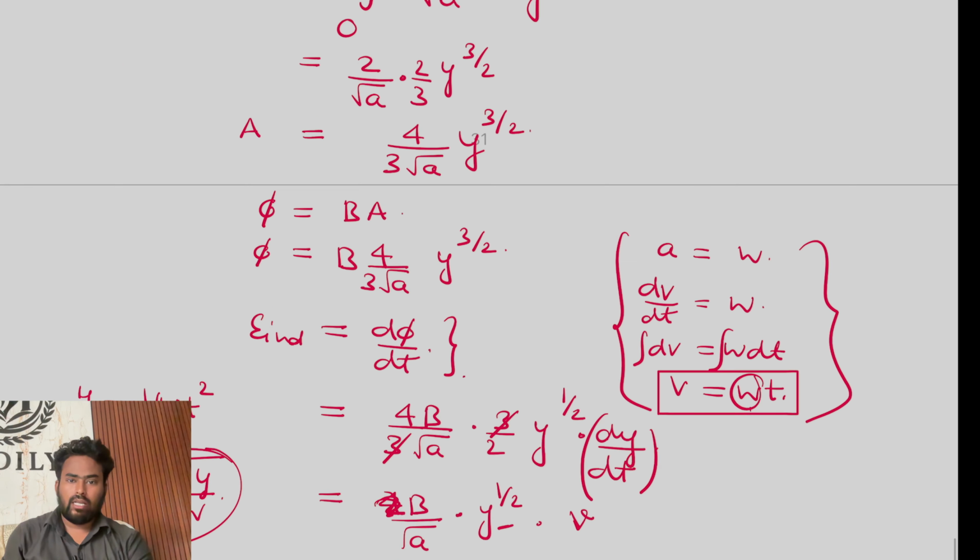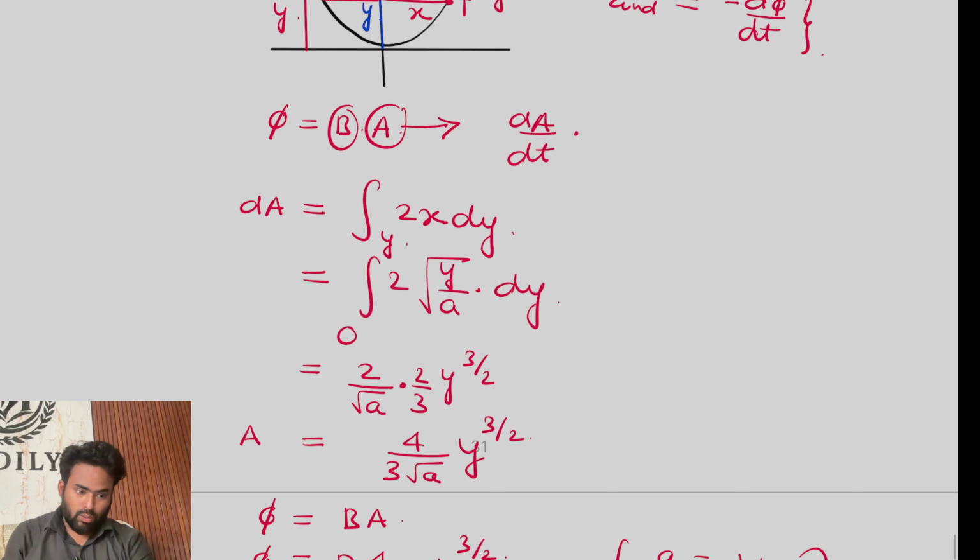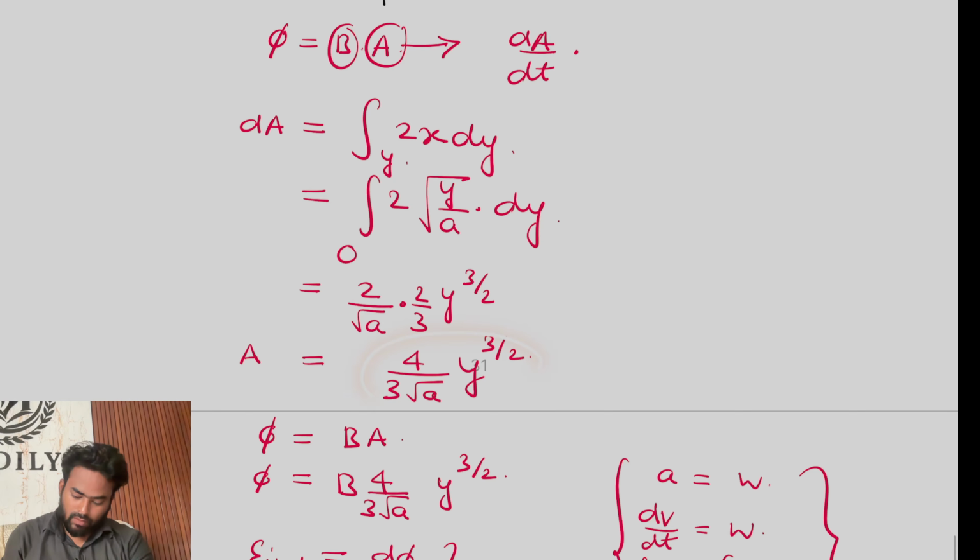Again, just a last time revision. This railing was moving upward with acceleration w. So equation of this parabola was y equal to ax square. We needed induced EMF as a function of y, so we tried to calculate this area. For this area we take an element at distance y, of width dy. Length of this element will be x this side, x this side. Total length will be 2x and width will be dy. So we integrated this one, we got the area.